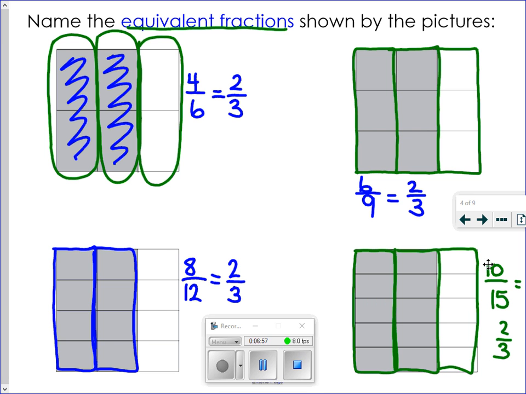You can see just by looking at each of these diagrams, the exact same amount, the exact same part of each square is shaded, right? So that means that our equivalent fractions, 4/6 and 6/9 and 8/12 and 10/15 are all equivalent fractions, and they are all equivalent to 2/3. Okay, so all 5 of those fractions are equivalent fractions. They name the same portion of that square that is shaded in each case.